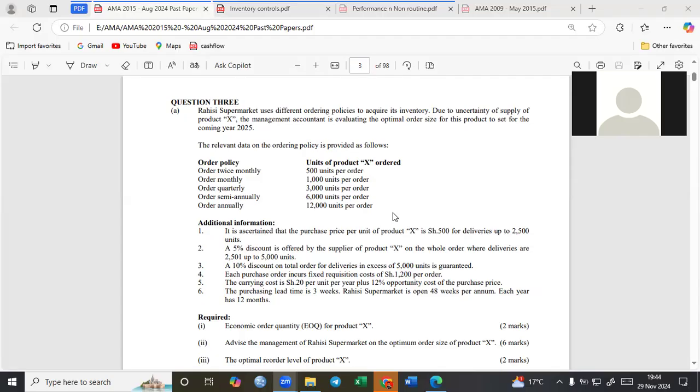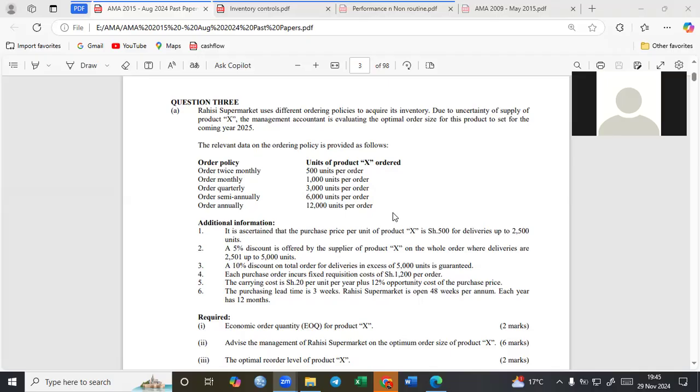500. Now, what if you order once? 250? No. If you order twice, it is 500 per order. That means per month, 500 times 2, which is 1000 monthly. They told you that if you order twice a month you order 500 each time. So if you order once a month, it is 1000 units per month.